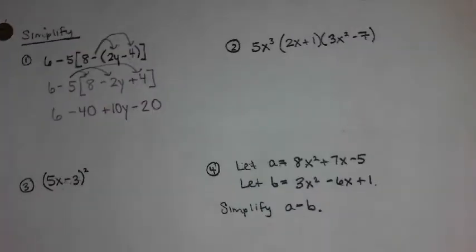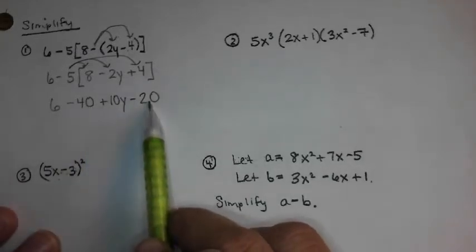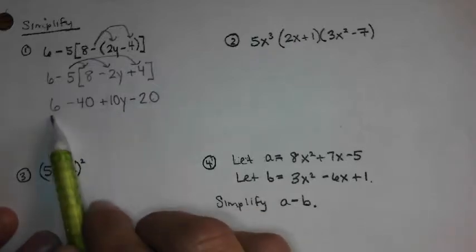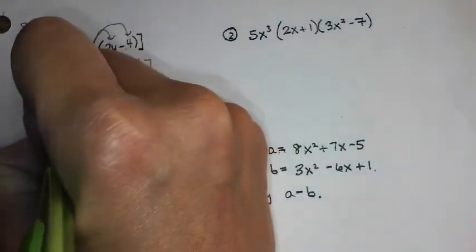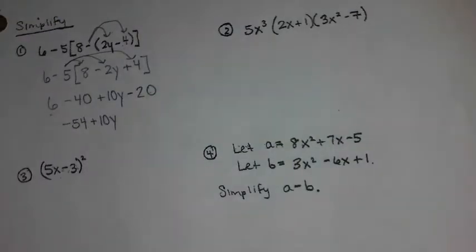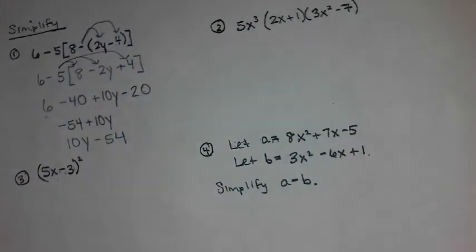And then 3 of those terms can be combined. So we've got a negative 40 and a negative 20, which makes negative 60, right? And negative 60 plus a positive 6 is going to put you at negative 54. So negative 54 plus 10y. To be truthful, usually, and you guys probably remember this from Algebra 1, polynomials, you'll usually see like the squared term first, and then the x term, and then the final term. So this would probably be written as 10y minus 54.